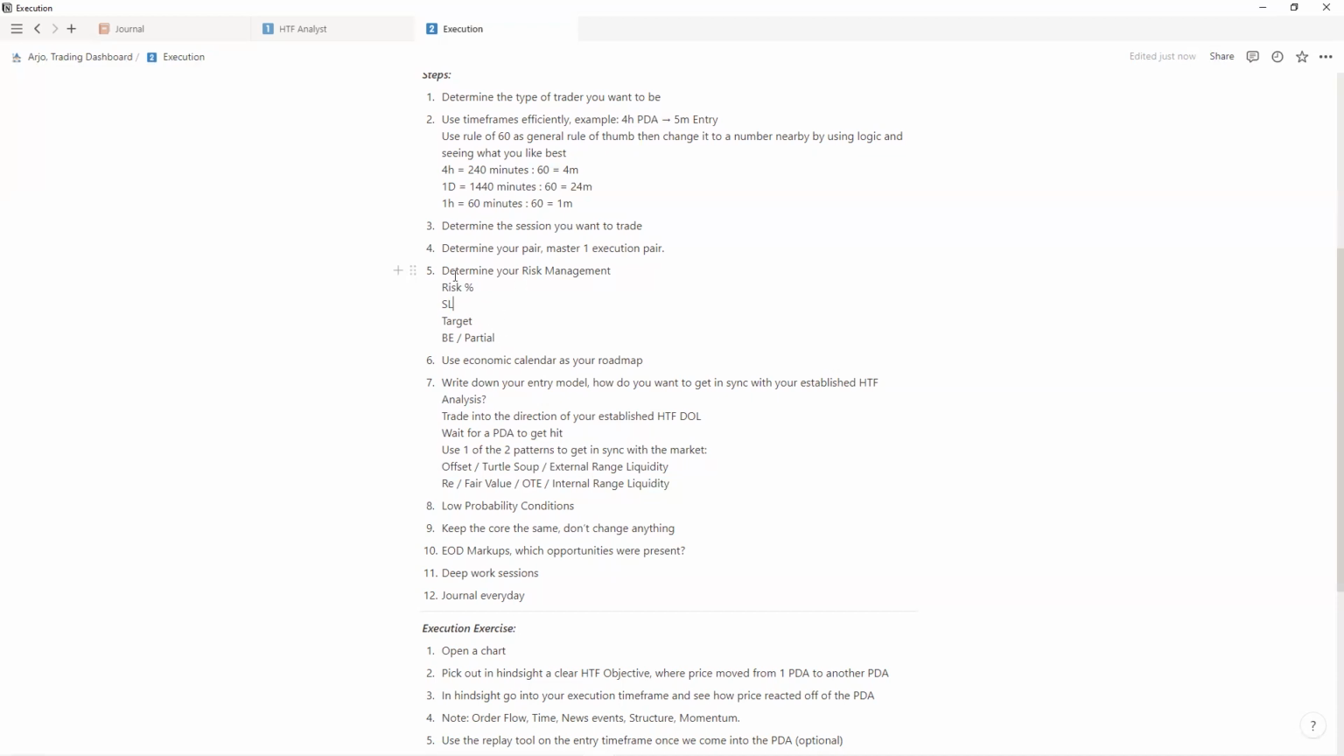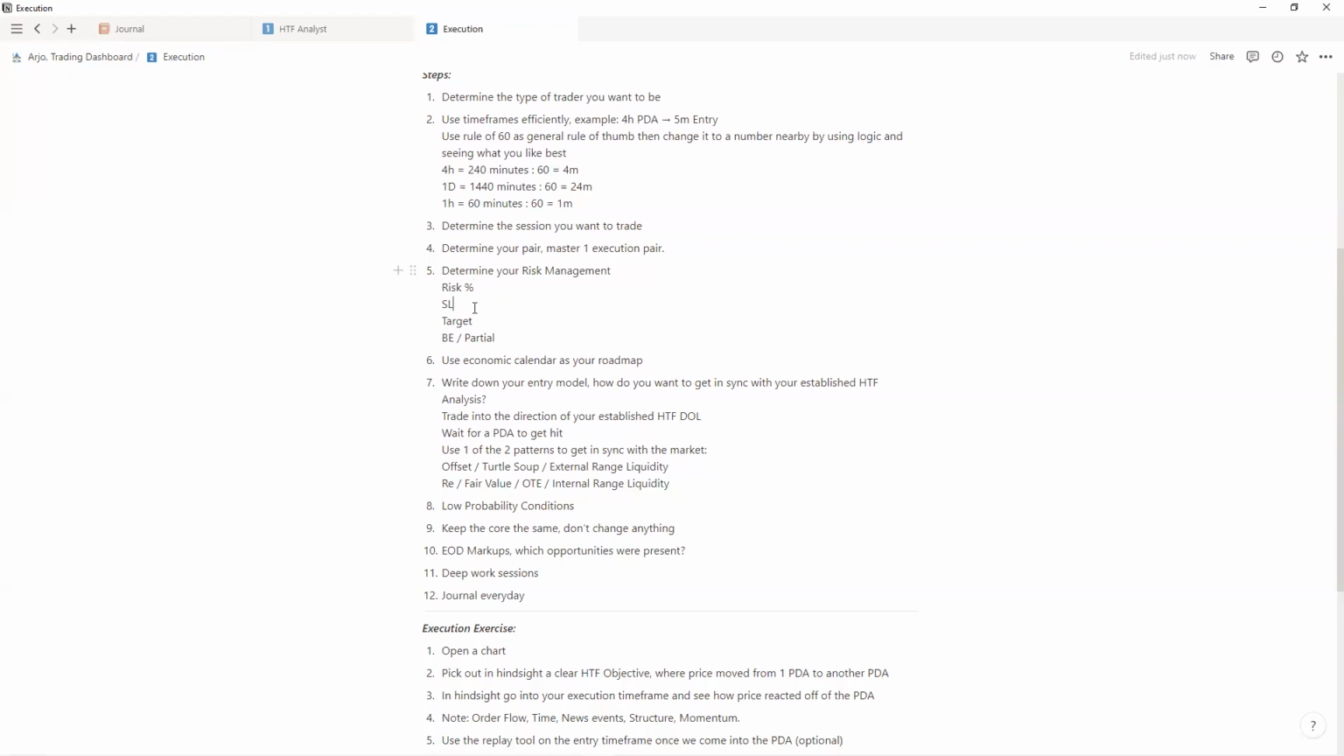You can take my risk management as an example. I risk according to the current conditions. So this week, if I wasn't sure about the draw on liquidity, I would risk less than when I'm very sure about it. Of course, this will take experience. So in the beginning, I would have a set risk percentage. Then for my stop loss, I cover the next premium or discount array.